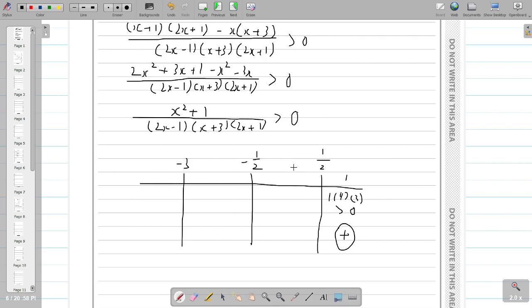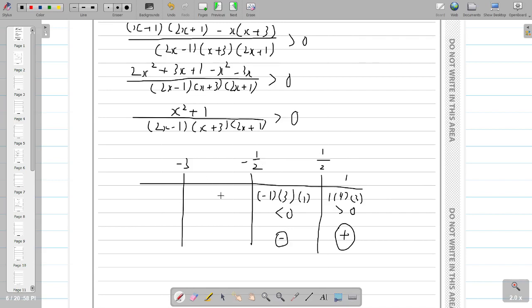Because if the easiest one we can find, which is 1, works, then any bigger number is going to work. Anything between negative half and half, well, the easiest one we can test is 0. So 0 would give us negative 1, 3, 1, which is always negative, which means that anything between negative half and half is always going to be negative, so we're not going to accept this region.